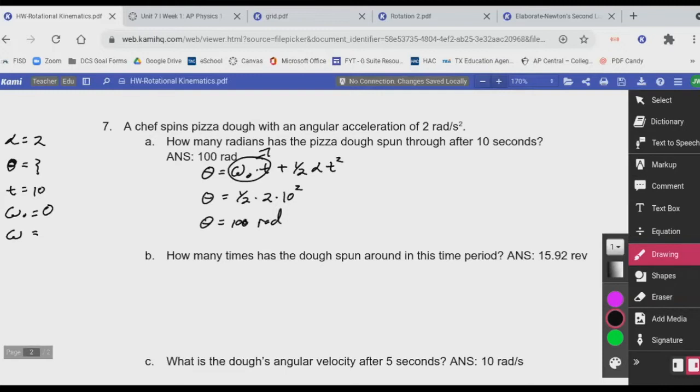We have 100 radians going on right there. Someone asked me, how is the initial velocity 0? Before the pizza chef spun the dough, was it moving? That's where I'm getting the 0 from. The pizza dough is not going to spin unless the chef is spinning it.